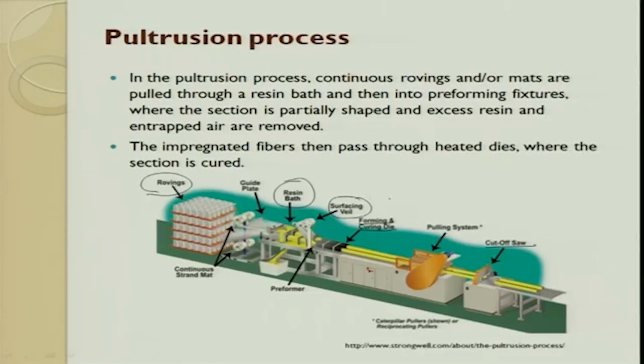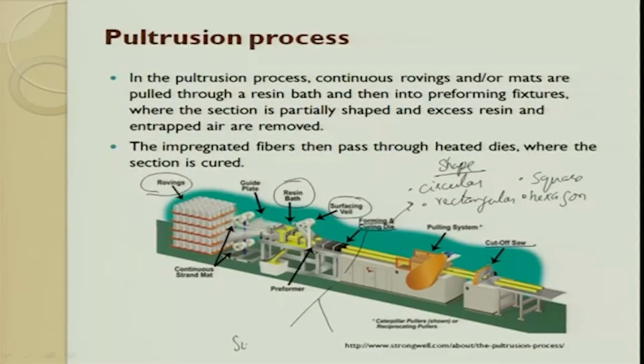So, here the die geometry can be circular, rectangular, square, or hexagon. This is shape classification. Then you can also have another classification, whether to have a solid or a hollow tube. That is also possible. So, you can have a pipe or a shaft of varying cross section area.